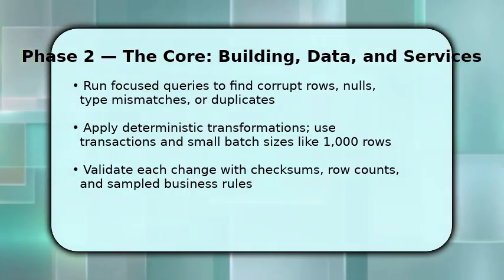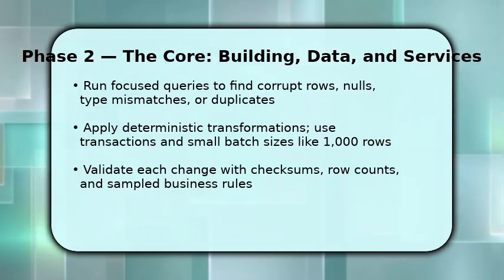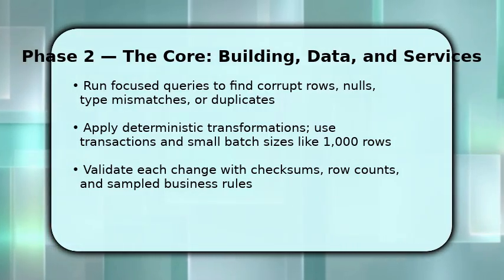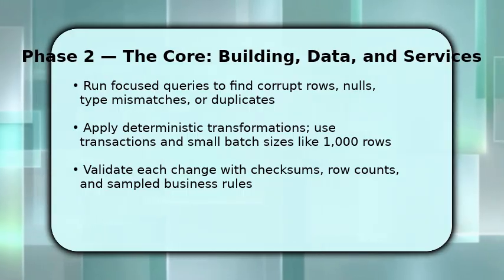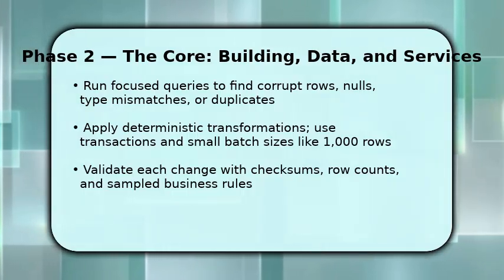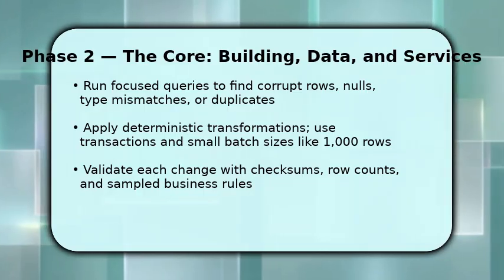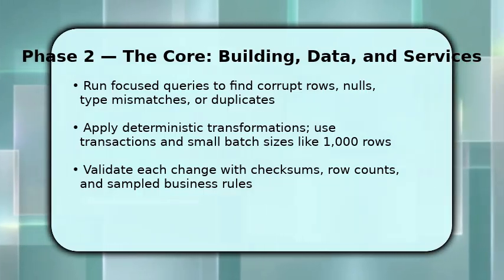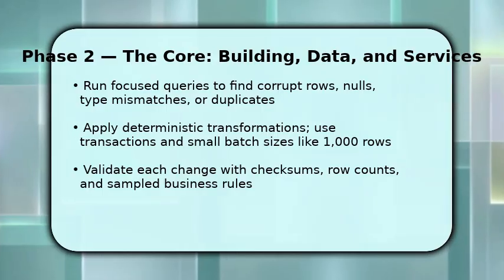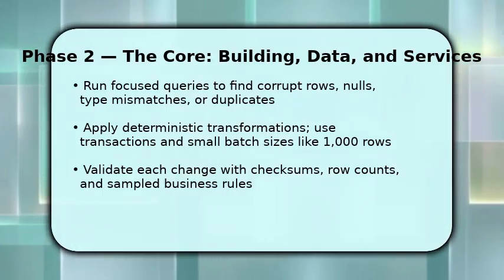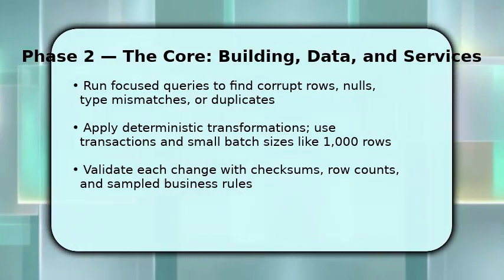Then apply deterministic transformations, clean, cast, and normalize using transactions and small batches, for example 1,000 rows per commit to limit blast radius. Once a batch completes, validate with checksums, row counts, and sampled business rules. This ensures your fixes preserve intent and explains why incremental validation.